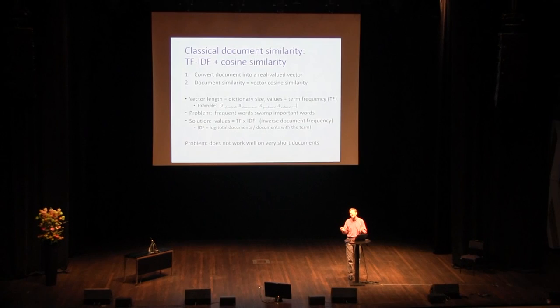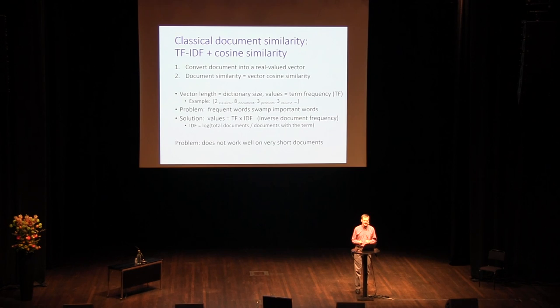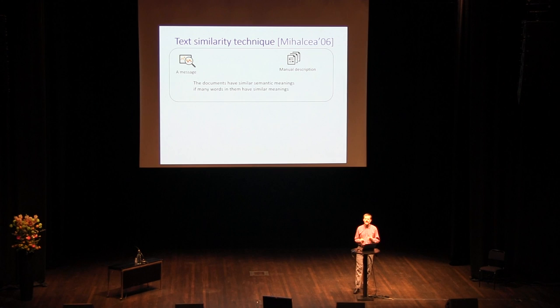So we use a slightly different technique, also from the natural language processing community, that works on shorter documents. It essentially says two documents have similar semantic meaning if they have a lot of words with similar semantic meaning. So here's how it works.